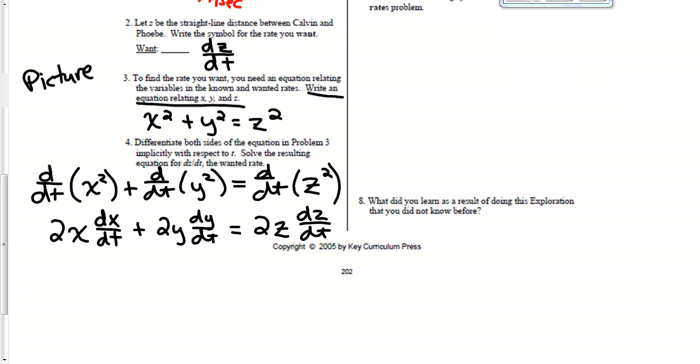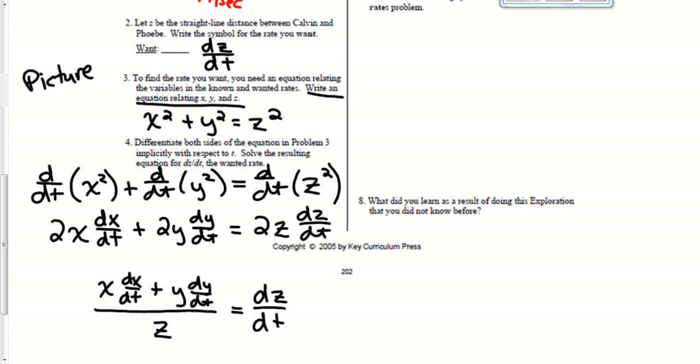It does say to solve the resulting equation for dz/dt, and I can do that if I want to, or I can leave it alone just the way it is. I'm going to work with it just the way it is. However, if you do go ahead and solve for dz/dt, then you're going to get x dx/dt plus y dy/dt all over z. And if you want to work with that for the next part of the problem, you are welcome to work with that.